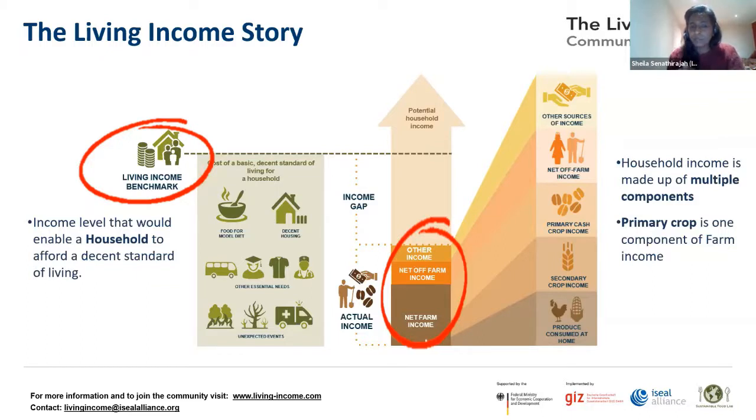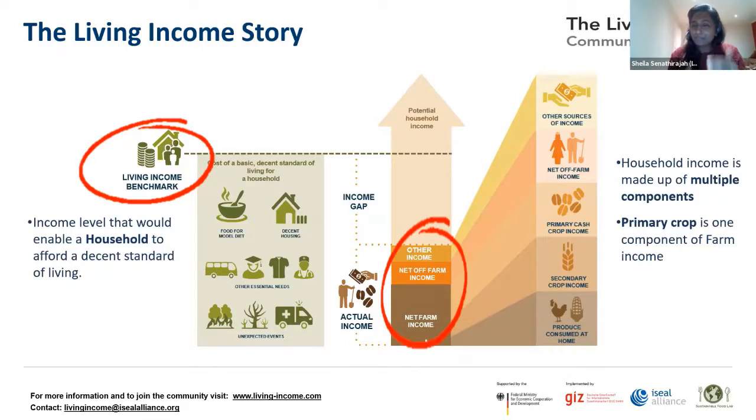Now, on the right-hand side is what the reality is. What is the actual income of a farmer? What are the components that make up the actual income of a farmer? This is very important because, as you can see here, what makes up the actual income of a farmer is not just the farm income, but also the net of farm income and other sources of income.